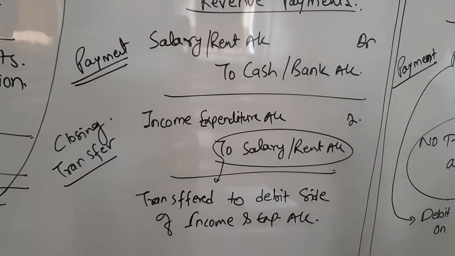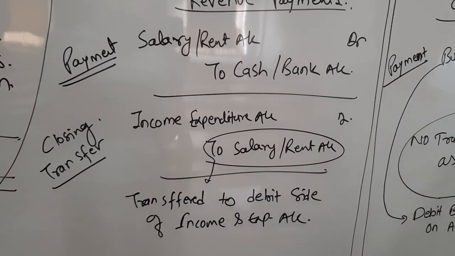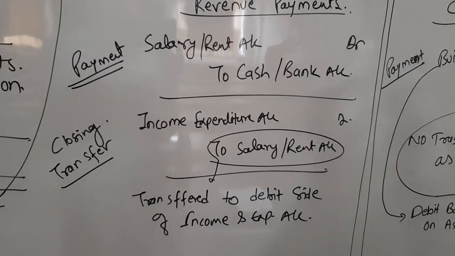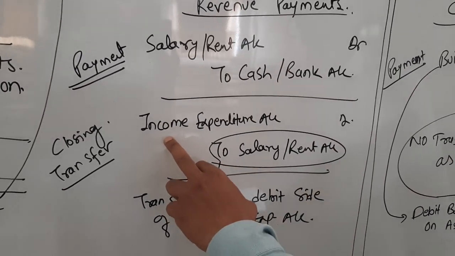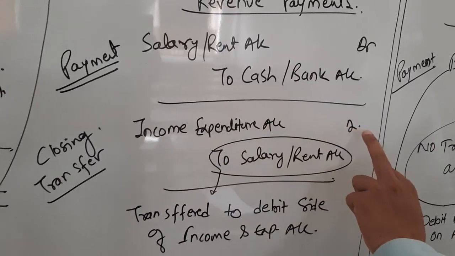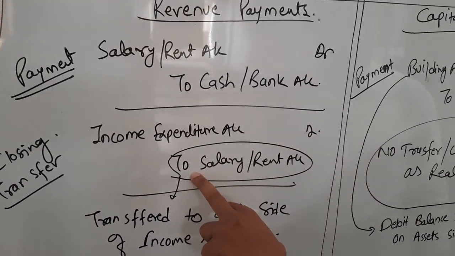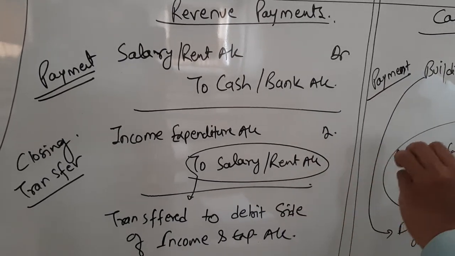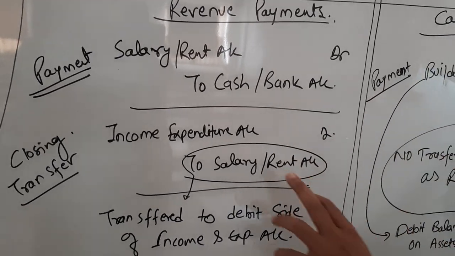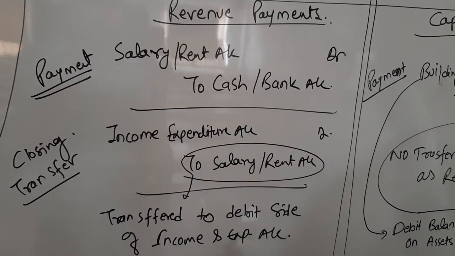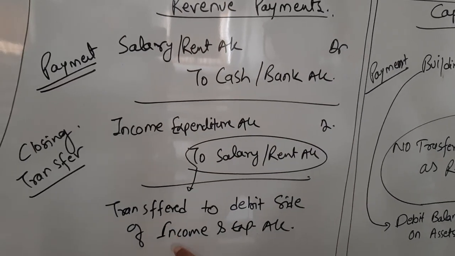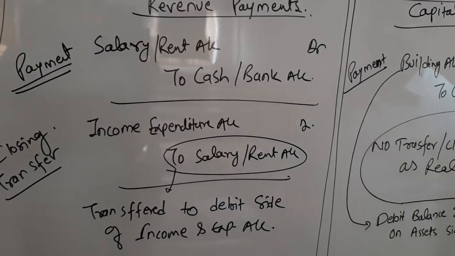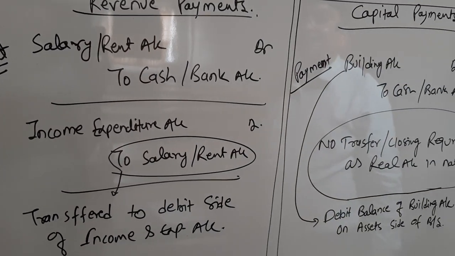So at the end of the year, to close this revenue payment as revenue expenditure, the required entry will be income and expenditure account debit to salary, rent, whatever the name of the revenue payment that has been made. So it will be closed and transferred, and this will be recorded on the debit side of income and expenditure account.